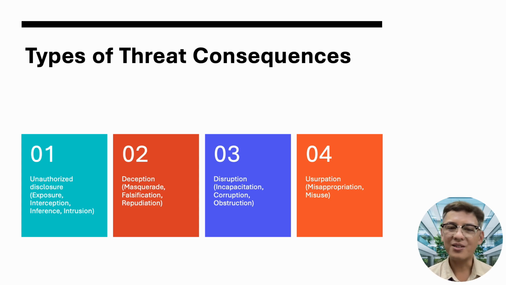And lastly, usurpation means unauthorized control over system components or resources. Examples include misappropriation, such as stealing computing resources for unauthorized activities, and misuse, where legitimate system access is abused to compromise security functions. By clearly understanding these threat consequences, we can better anticipate and actively counteract potential attacks.